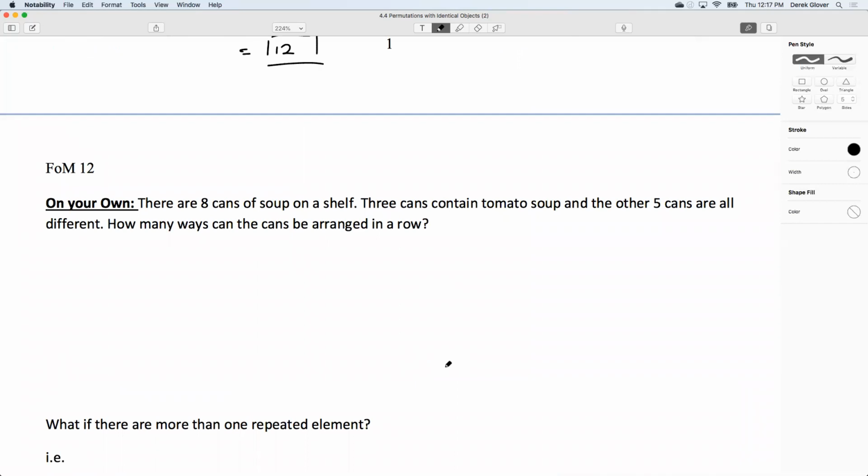There are 8 cans of soup on the shelf. 3 cans contain tomato soup, while the other 5 cans are different. How many ways can they be arranged in a row? Well, if we have n equals 8 cans of soup, and we have 5 cans that are different, but 3 cans that are the same, r equals 3 for the repeated elements. So this simply works out to 8 factorial over 3 factorial.